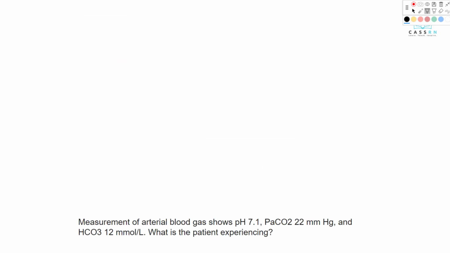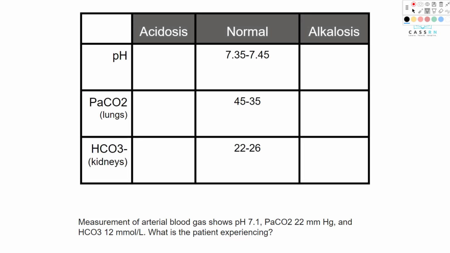All right, let's try one more. Go ahead and pause if you'd like and make your own table. I will just go ahead and continue. So again, here's my new table. We've got our measurement of arterial gases, which is showing a pH of 7.1. So that's going to bring it over here. We've got our PaCO2 of 22, so that's going to be over here, and our HCO3 of 12.